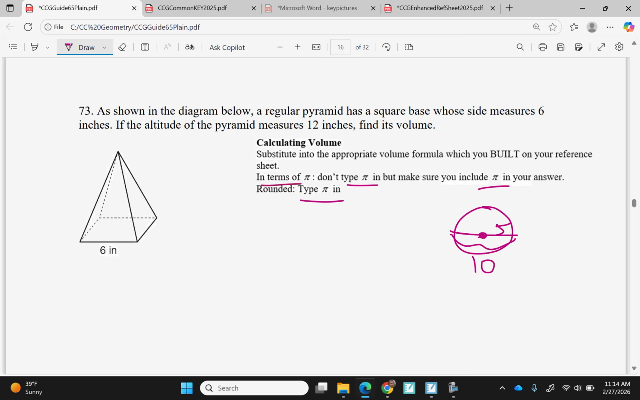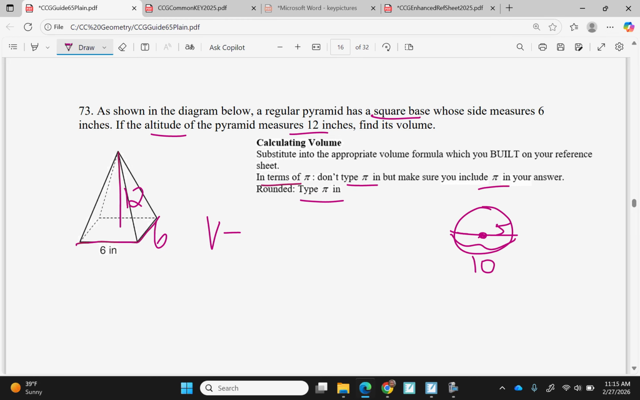So it's telling me that the pyramid has a square base. Most of the time, the pyramid is going to have a square base. That means if the length is 6, then the width is 6 as well. A square base, the length and width are the same. A lot of students get caught on that. The altitude is 12, so that's my height.